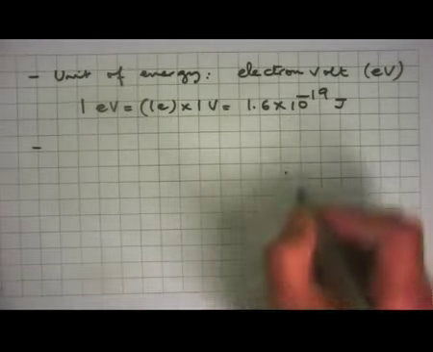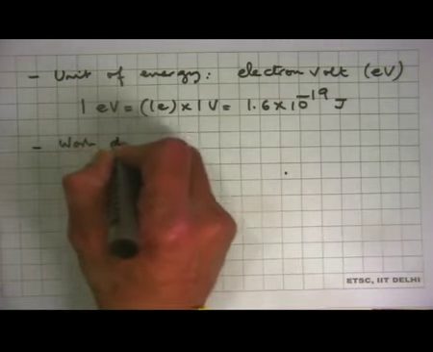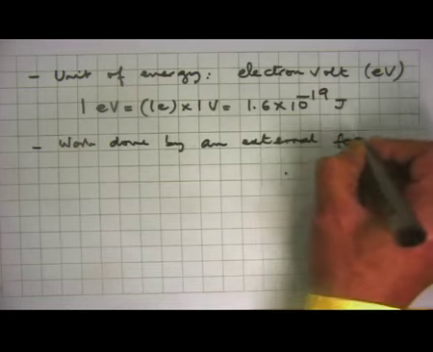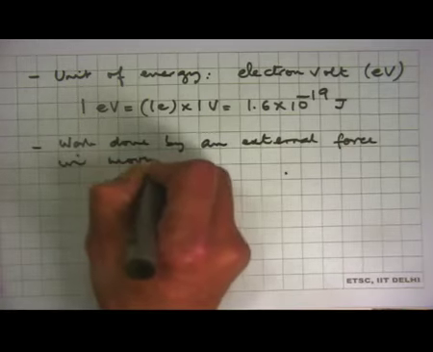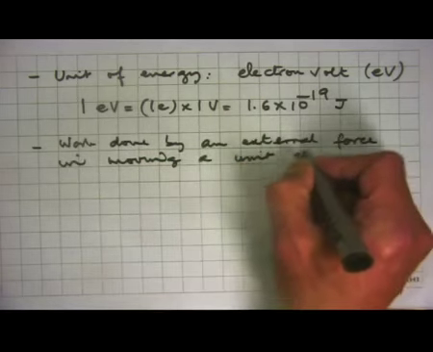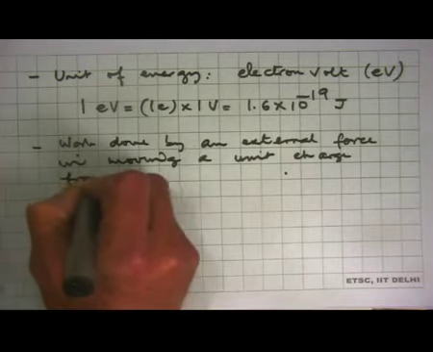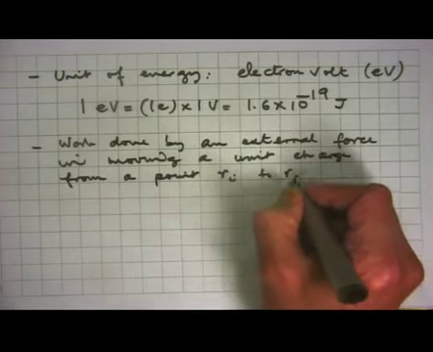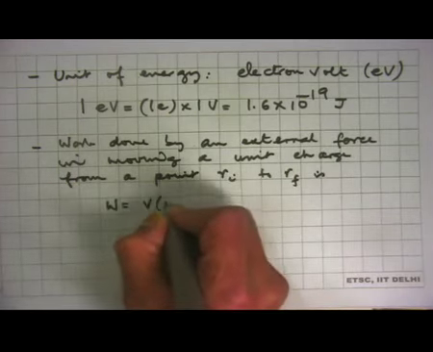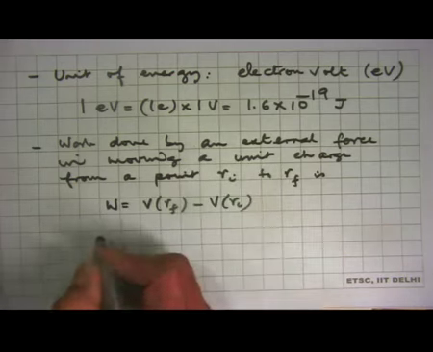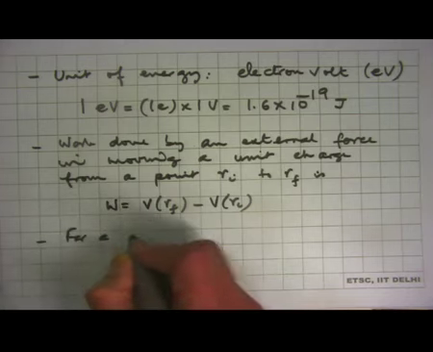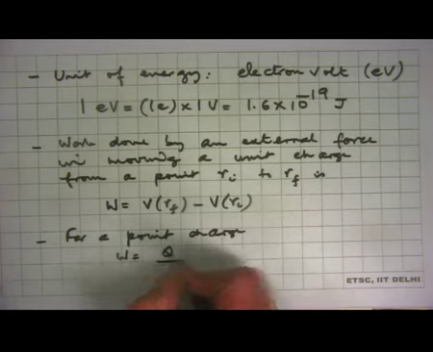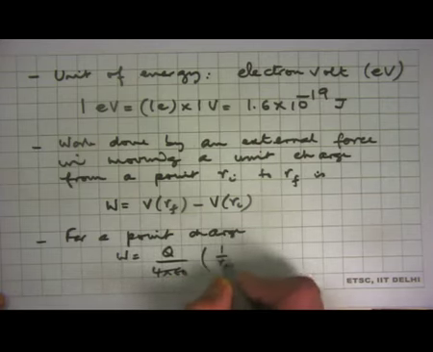I also can relate the work done by an external force in moving unit charge from a point R I to R F: W is equal to V at R F minus V at R I. So, for a point charge, W will be equal to Q by 4 pi epsilon 0 times 1 by R F minus 1 by R I.